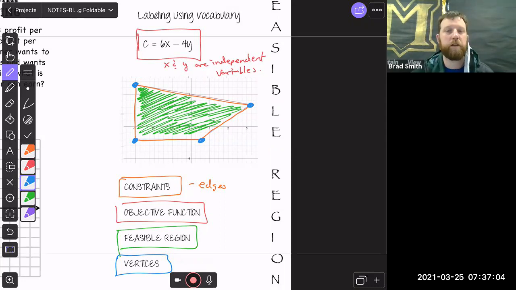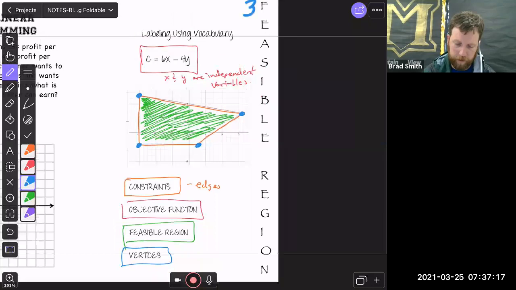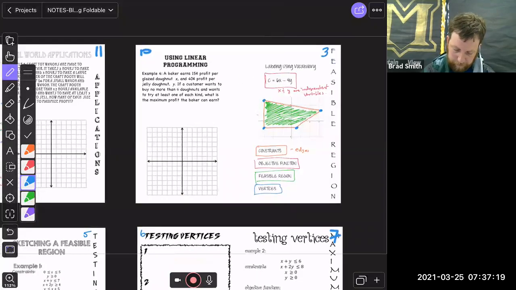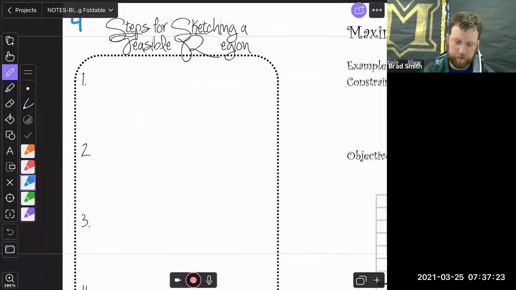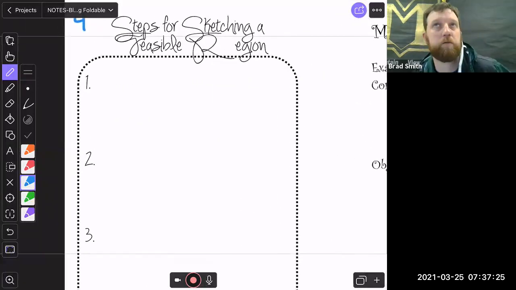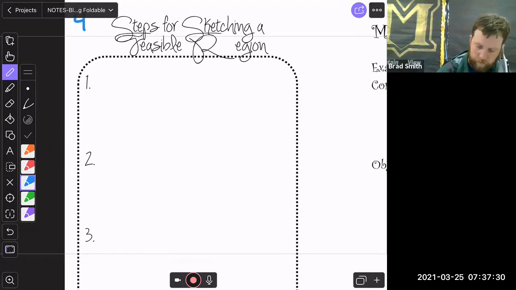All right, so once you trace those, we're going to head over to the steps for sketching a feasible region. Steps for sketching a feasible region. Then we will apply it.